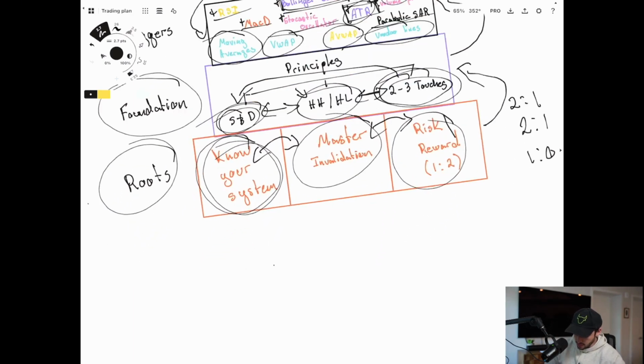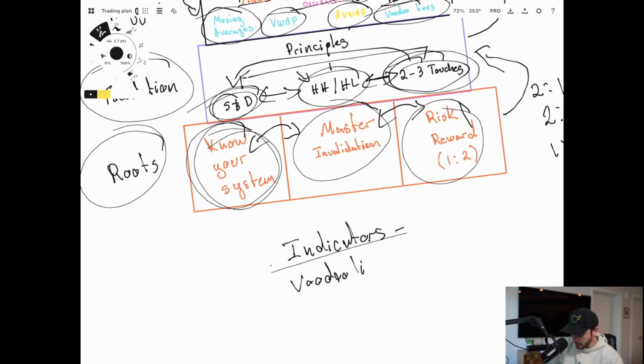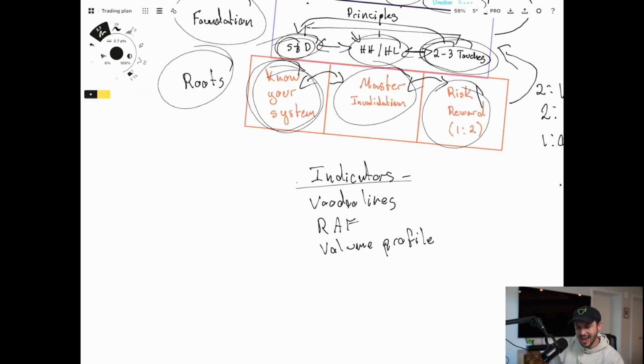So the indicators that I use, I'm just going to be clear. I use something called the RAF. Those are just the most common ones, okay? But the indicators that I use are going to be the voodoo lines. Then I use something called the RAF. Then I also use something called the volume profile. And then I also use the moving averages. So notice I have 4 of them on here.